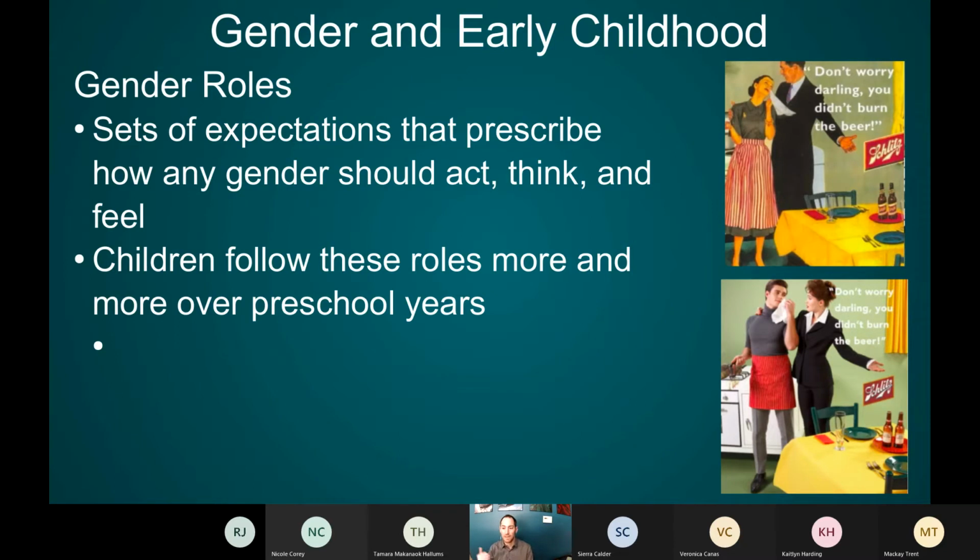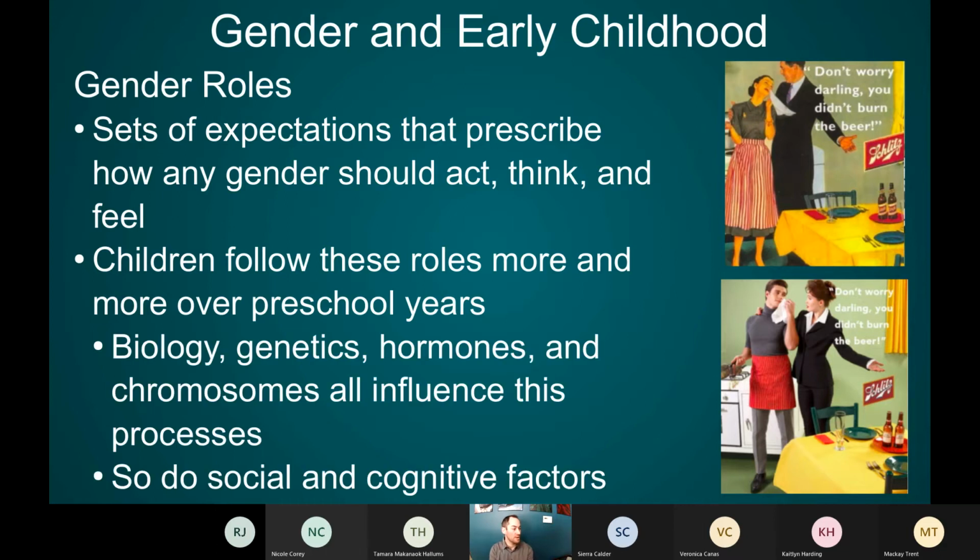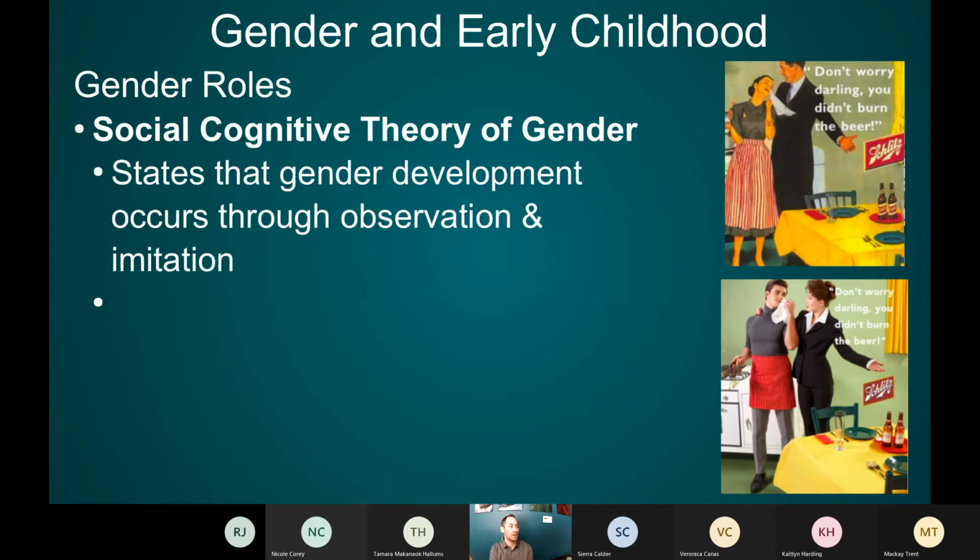And so if we have it so very binary, it can be challenging for children to see anything outside of that binary. So with this, their gender identity development is dependent on biology, genetics, hormones, and chromosomes. It all influences these processes, but so do these social and cognitive factors of these roles that we see portrayed.